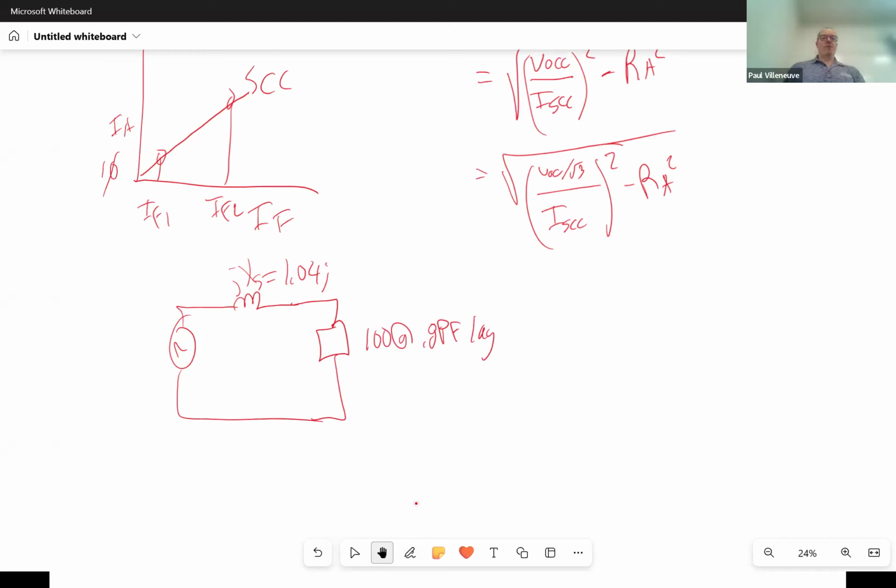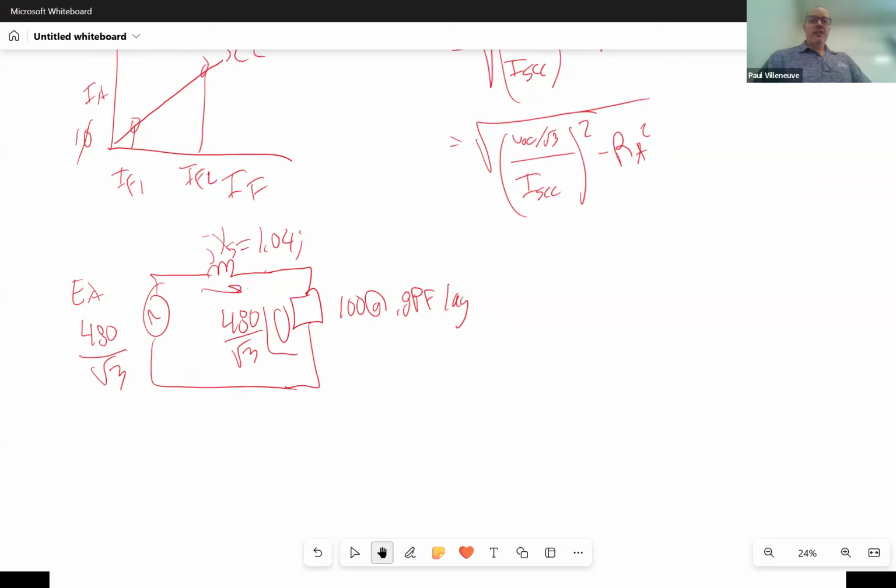This machine is nominally rated for 480 volts, so I'm going to put my terminal voltage at 480 divided by the square root of 3, at an angle of 0. That's the value I need, because I'm trying to calculate the current, and I need a voltage to be able to calculate the current, so I can calculate what EA actually is going to be.